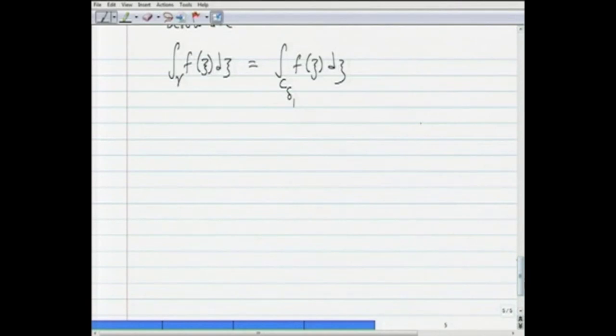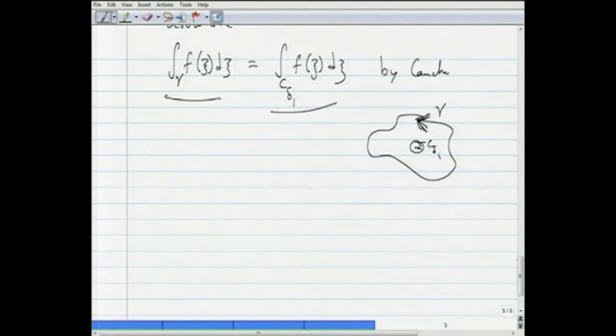This is because this contour gamma was oriented in the positive direction. If we take a circle of radius delta 1 around a, then we know by one version of Cauchy's theorem that the integration over gamma of f(zeta) d zeta is going to equal the integration over the contour C delta 1 of f(zeta) d zeta. So these are one and the same by a version of Cauchy's theorem for simple closed curves.